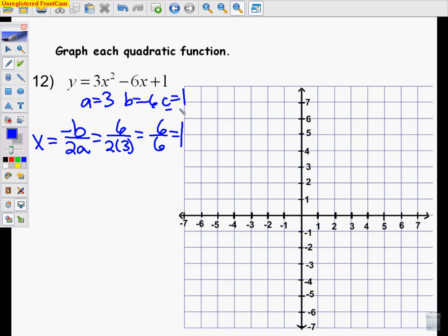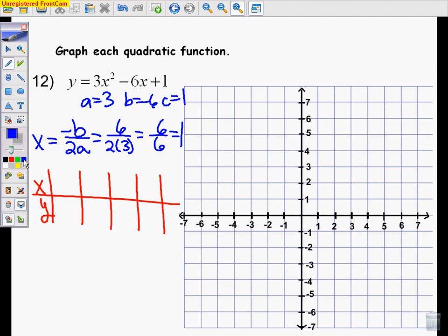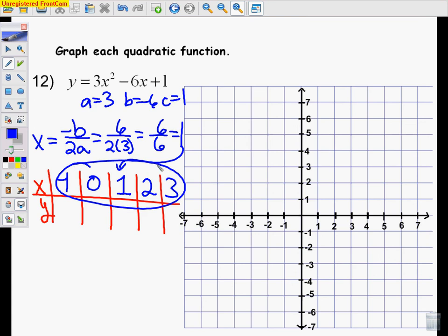Please don't think, oh, well, c was 1, this is 1, they're going to be the same. That's not always true. All right, so we're going to make our table, and we know that 1 is the x-coordinate of the vertex, and that's always going to go in the middle. The vertex always goes in the middle, not the number 1, the vertex, whatever that is. The integers bigger than 1 are 2 and 3. Smaller than 1 are 0 and -1. And now we're going to take these values and plug them into our equation so that we can find our y values.